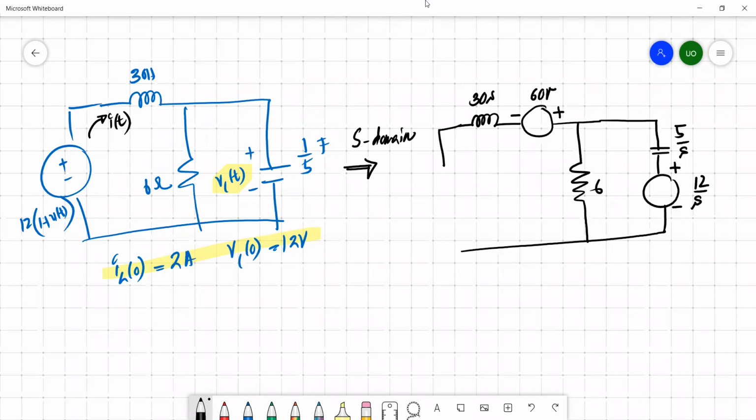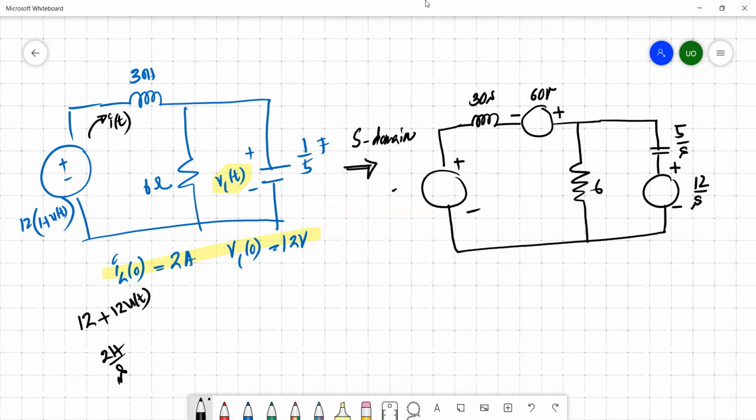And what about this source? If it is converted to S domain, this becomes 12 plus 12 u(t). The Laplace transform of the constant in S domain is actually 1 over S. So this becomes ultimately 24 divided by S.